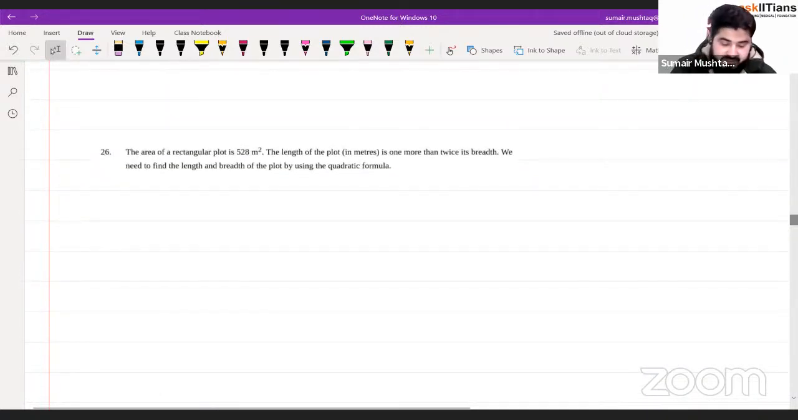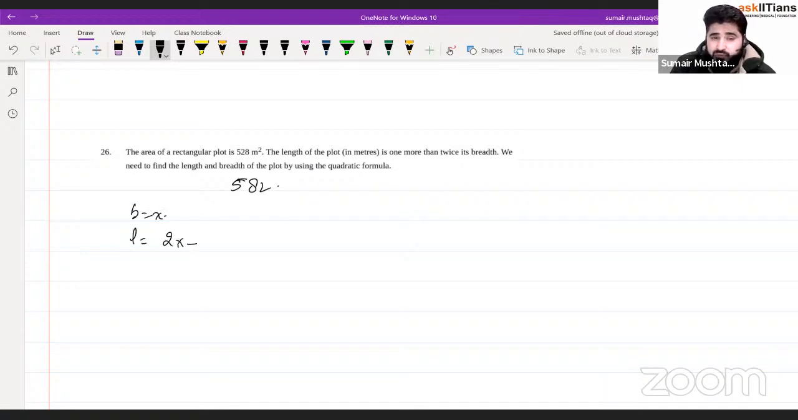This is your another question, and this carries from question 26, each question carries 3 marks. This is section C. The area of a rectangular plot is 528. The length of a plot is one more than twice its breadth. So let us suppose the breadth is equal to x, so the length will be 2x plus 1. We need to find the length and the breadth.